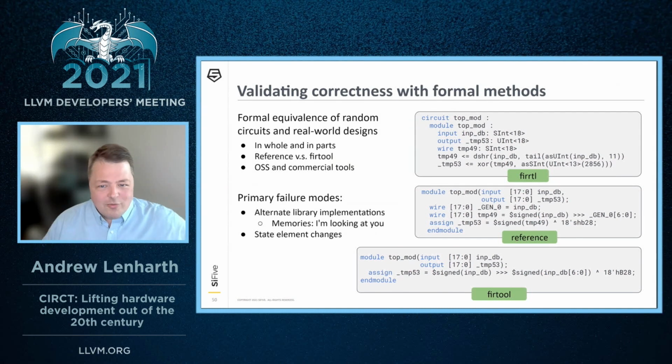The other place a lot of these formal methods break down is once you start optimizing state elements like registers or memories and changing them. They tend to break down in what they can prove. So we have to be really careful there.